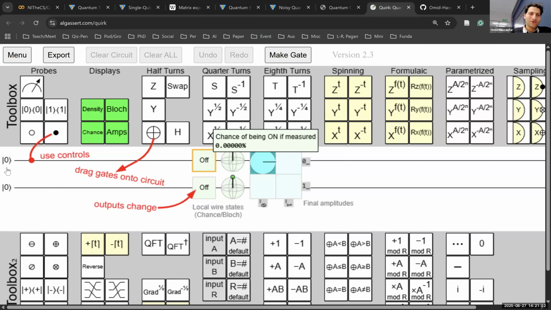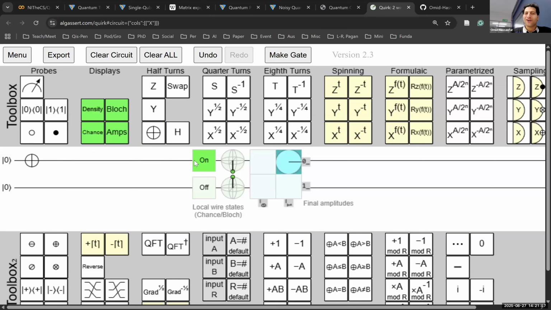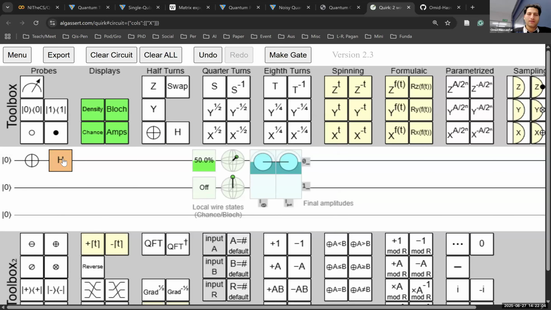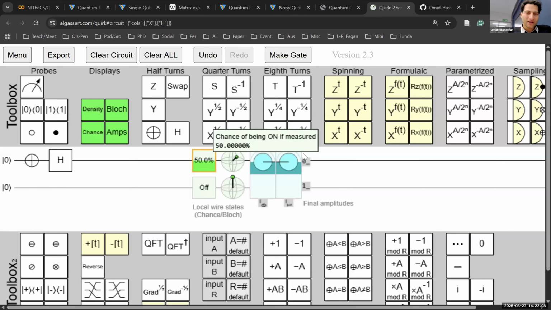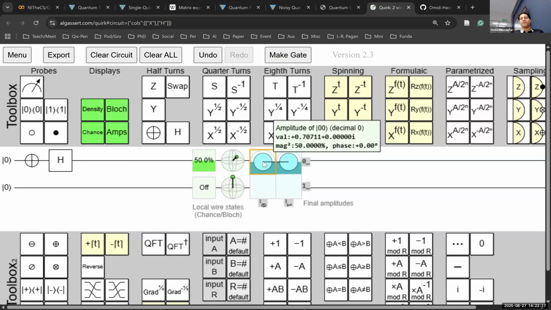If, for example, the qubit is in 0, and then I apply Pauli X, now it is on, then you can see the 100% is 1. And then if I apply, for example, a Hadamard gate here, 50% on, 50% off. Also, you can see the effect immediately in the Bloch sphere as well. This is the amplitude of, for example, 0,0, and this is the amplitude of 0,1. So you can get a lot of good information at the beginning.